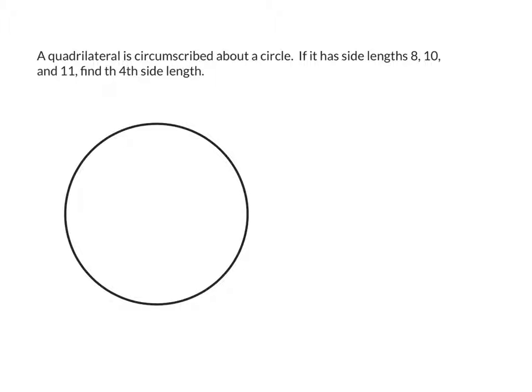Last problem here. A quadrilateral is circumscribed about a circle. That's a new word, children. If it has side lengths 8, 10, and 11, find the fourth side length. Well, what does it mean to be circumscribed about a circle? That means the quadrilateral is actually on the outside. I'm going to try my best to make a lot of tangent sides. So when it's circumscribed about, that means basically on the outside, this quadrilateral is tangent to the circle at 4 spots.